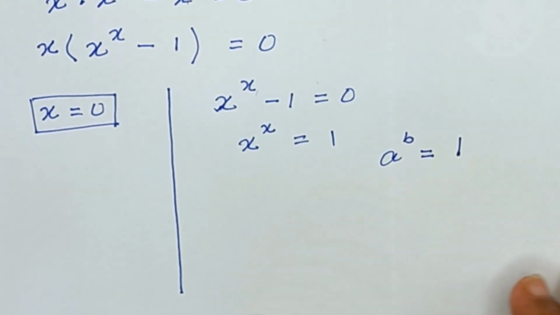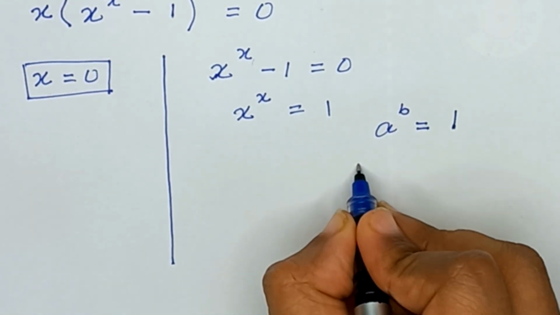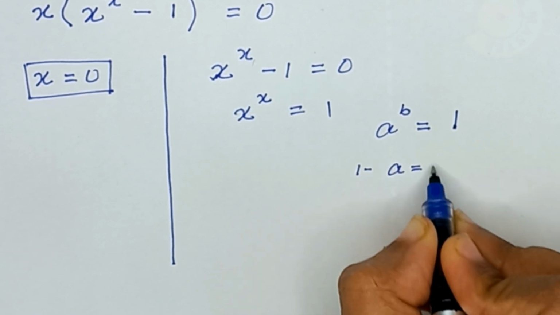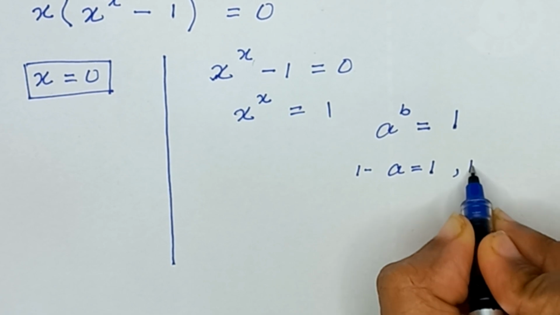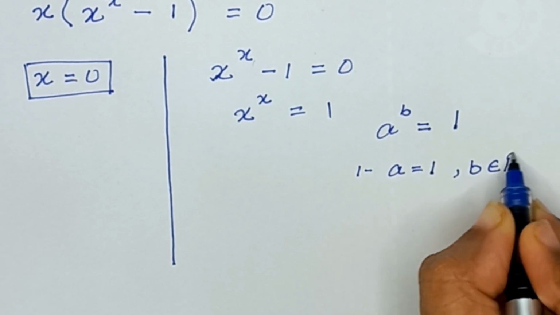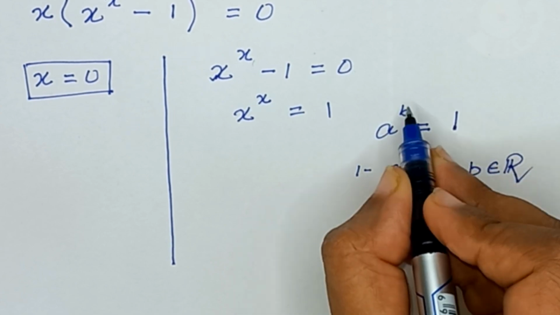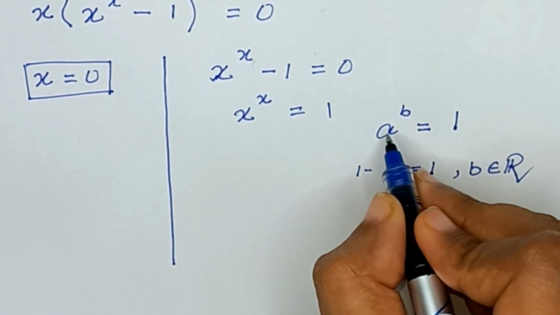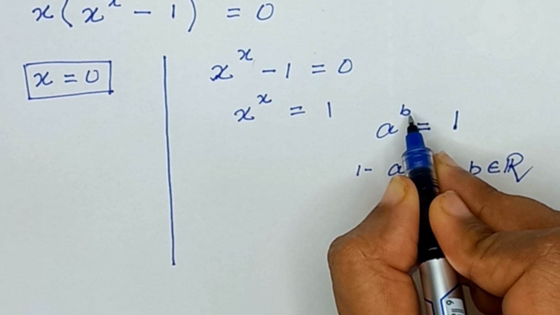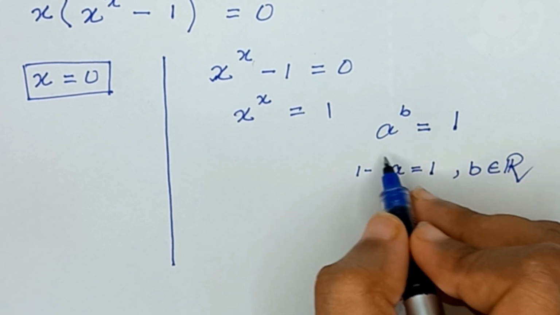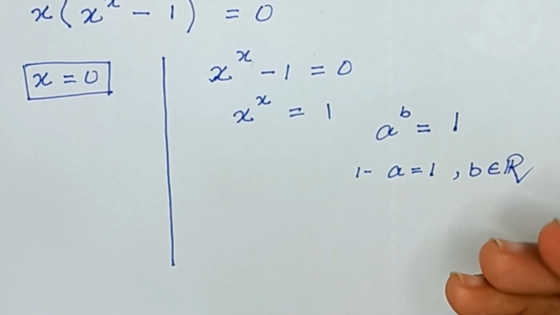So here we have three cases. First case is a is equal to 1 and b belongs to a real number. When a will be 1, b belongs to any real number, it means it will become 1 raised to the power 1, 1 raised to the power 0, 1 raised to the power 3, so it gave us 1.